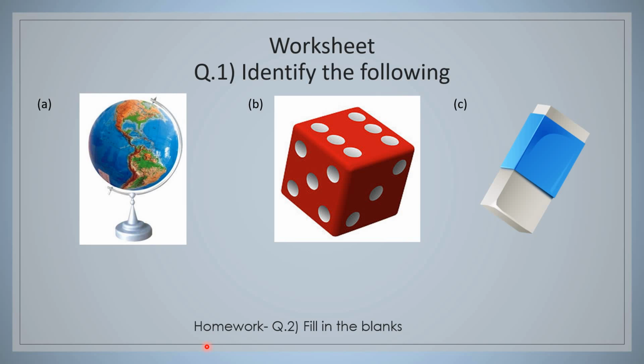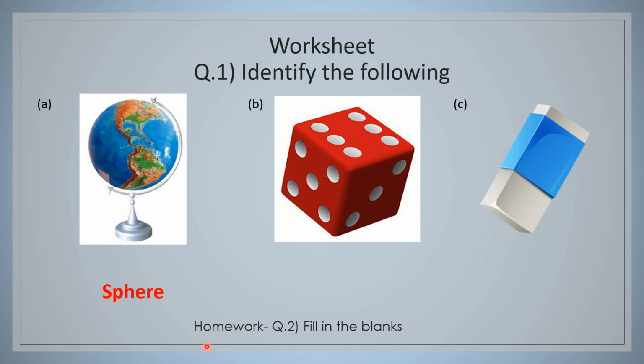The first picture is of a globe. What you can see in a globe is a round shape, and as I have told you, the round shaped solid is known as a sphere. So therefore the first solid is a sphere.